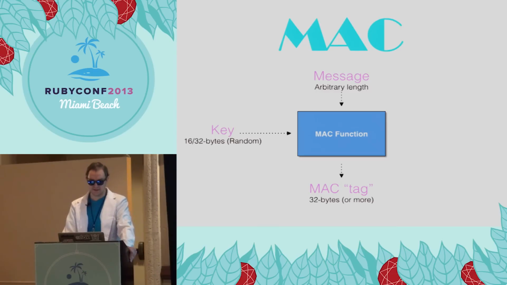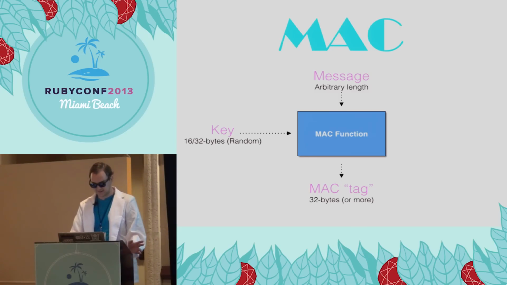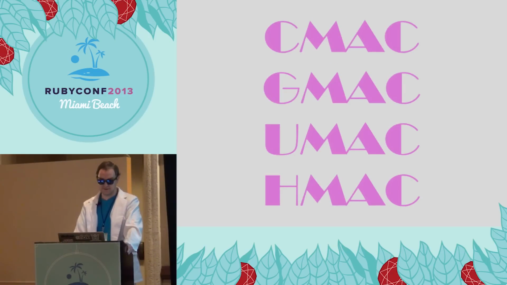With a MAC, we take the message, and then we have a key. When we combine the message and the key, we get this fixed-length tag. So we know we have the right message when we take the same message and the same key, and then we get the MAC we expect. Once again, there's a whole lot of these. HMAC is the one I'm sure you've heard of, if you've heard of one of these. The others are somewhat less common.